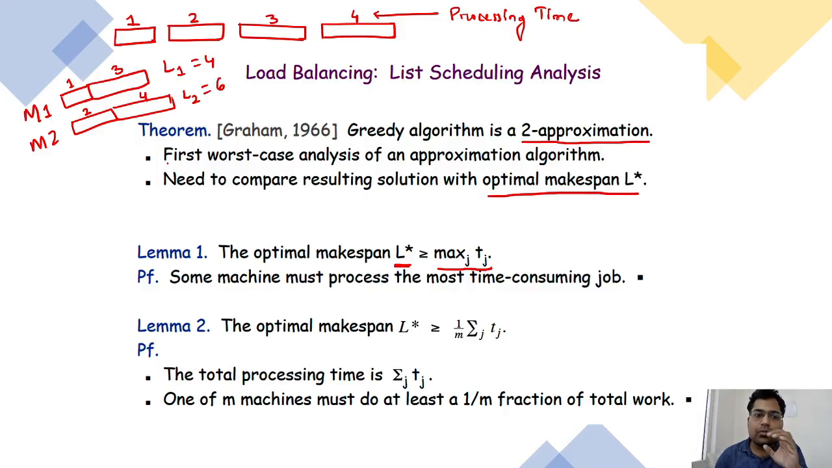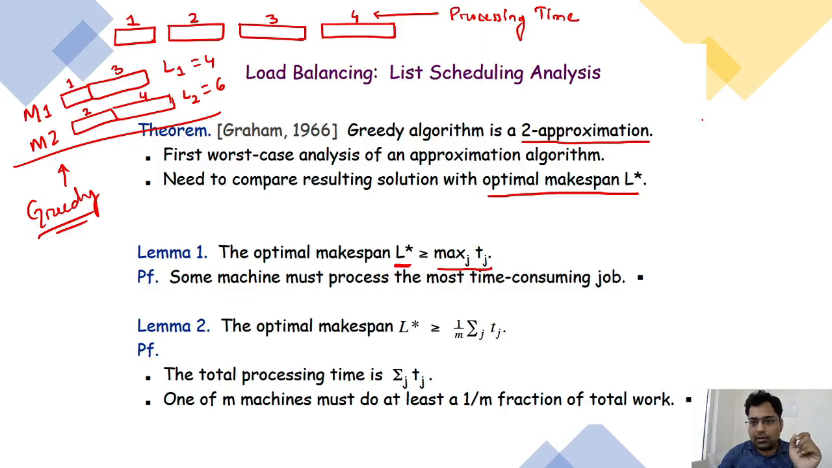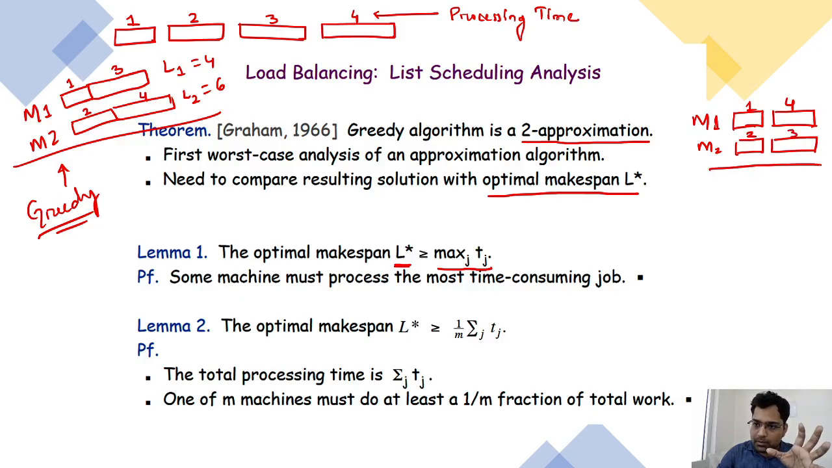Load 2 is 6. Clear? So for load 1 and load 2, as I told you, the optimal solution would be different; we are not going to divide it the same way. This is our greedy approach. If we take the optimal one, for M1 and M2, the optimal could be 1 and 4 on one machine, and 2 and 3 on the other, which gives 5 and 5. We must say L star would be 5.